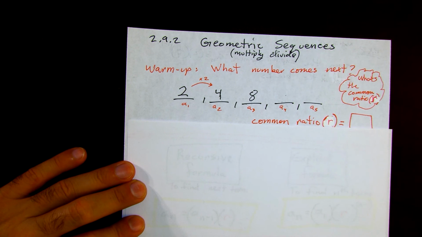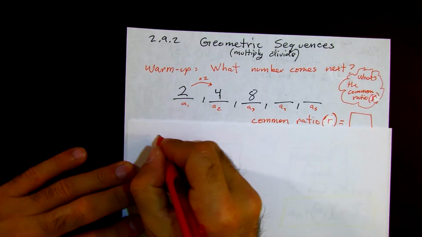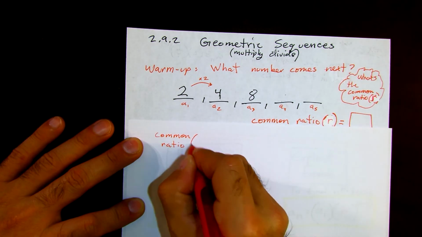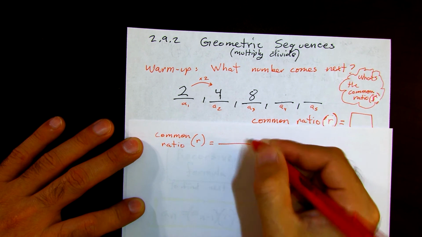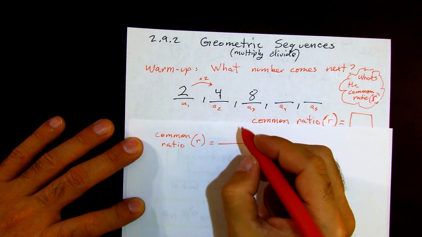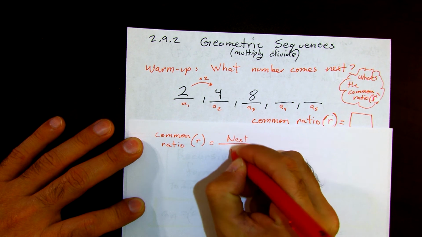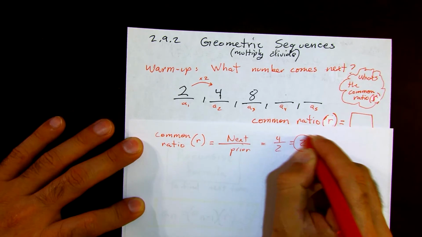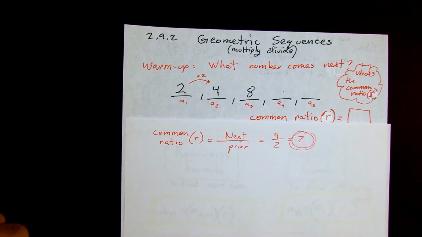Now, if it's really hard and they aren't such easy numbers, what we can do to find our common ratio, add this to your notes. The common ratio denoted by r, what we can do is divide the next term by the prior term. So this would be 4 divided by 2, and I would get my common ratio of 2. So the common ratio is just take the next term and divide it by the prior term, and that shows you how you went from the prior term to your next term. It shows you what the jump is.